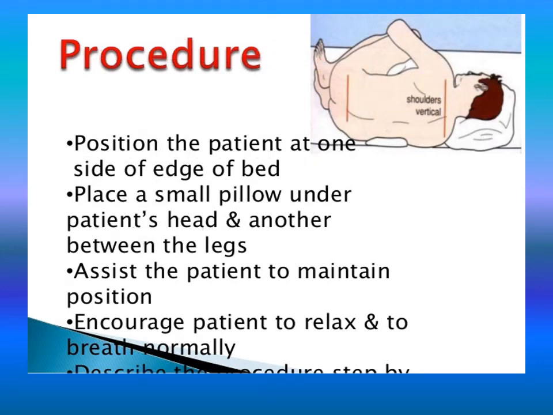Procedure. So you can see the shoulders are mainly kept in vertical position. Position the patient at one side of the edge of the bed. Place a small pillow under the patient's head and another between the legs. Assist the patient to maintain position. Encourage the patient to relax and to breathe normally, and describe the procedure step by step.